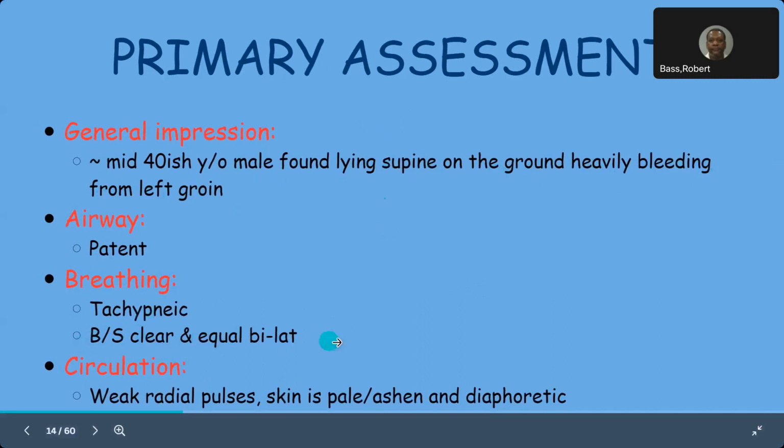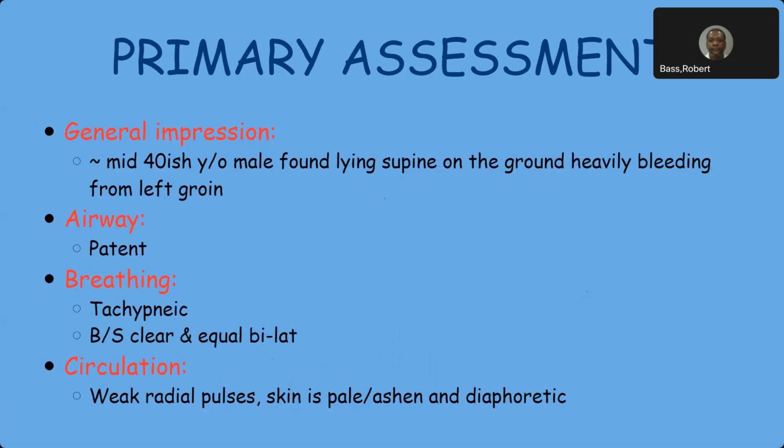His breath sounds are clear bilaterally. Checking circulation, he has a weak radial pulse. His skin is pale, ashen, and diaphoretic. So as a provider, one of the first things that I want to do is make sure that I place this patient in a category. And this patient is going to be unstable.